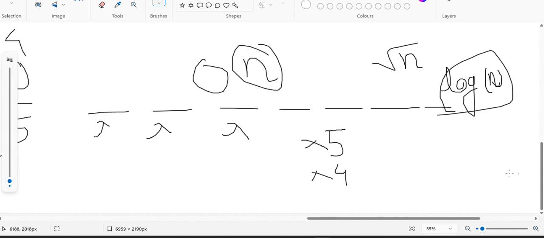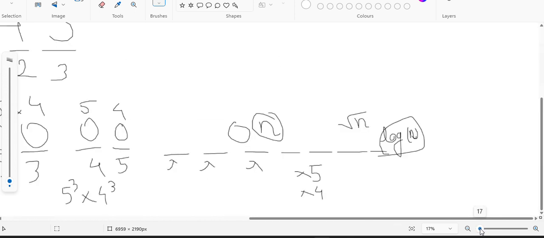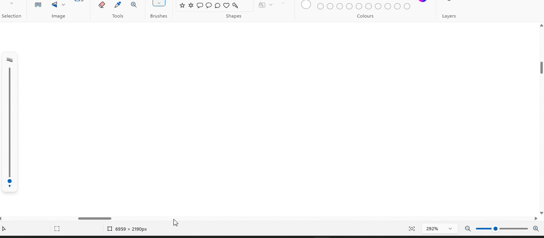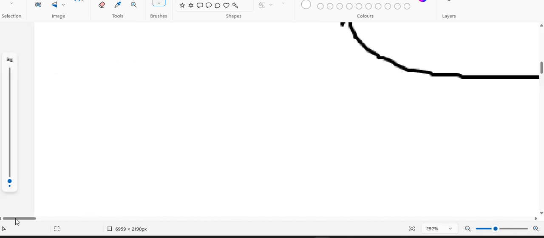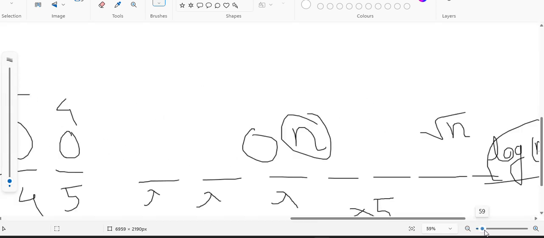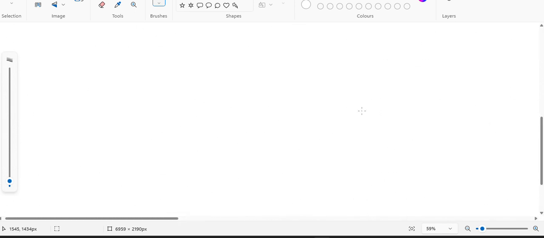Okay, understood. But here look, we can go that side. That side, a lot of space is actually vacant. Okay, so you have checked that.